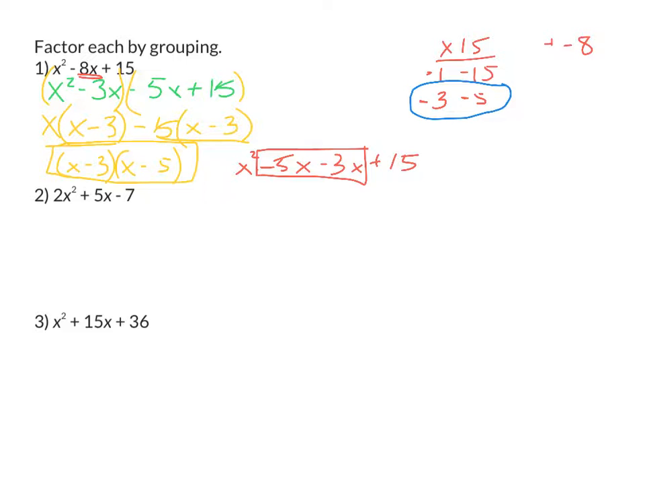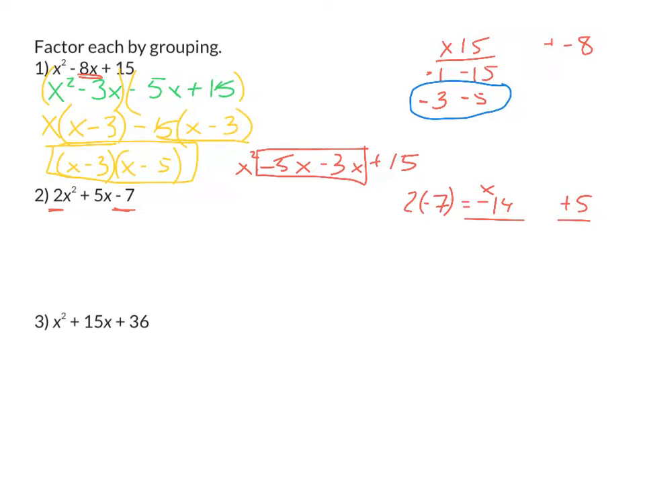Same basic process for number 2. We need numbers, though, this time that multiply. So this is a minus 7 and this is a 2. 2 times negative 7 makes negative 14. So we need numbers that multiply to make negative 14 and then add to make 5.